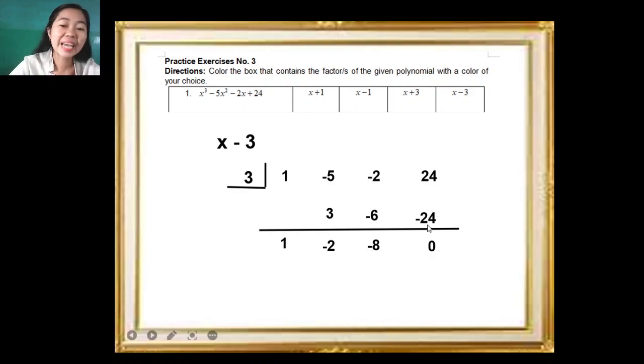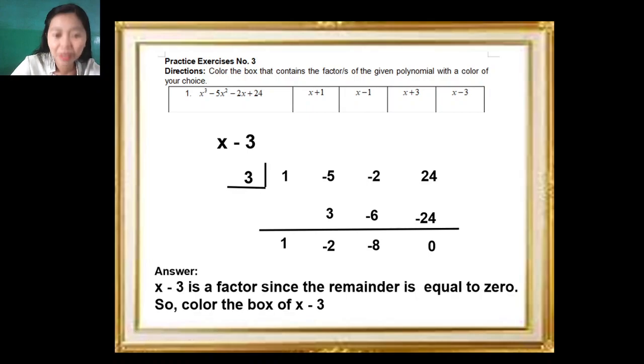Now, na yan na, lumabas na. The remainder is 0. Ang ibig sabihin kapag ang remainder ay 0, x minus 3 is a factor since the remainder is equal to 0. So, kapag lang nag-0 ang remainder, doon lang masasabi na factor yung binomial. At dahil factor yung binomial, as stated in the directions, you need to color the box of the binomial x minus 3. So, ibig sabihin sa number 1, isa lang box ang kukulayan natin. Yung box ng binomial na factor which is x minus 3.